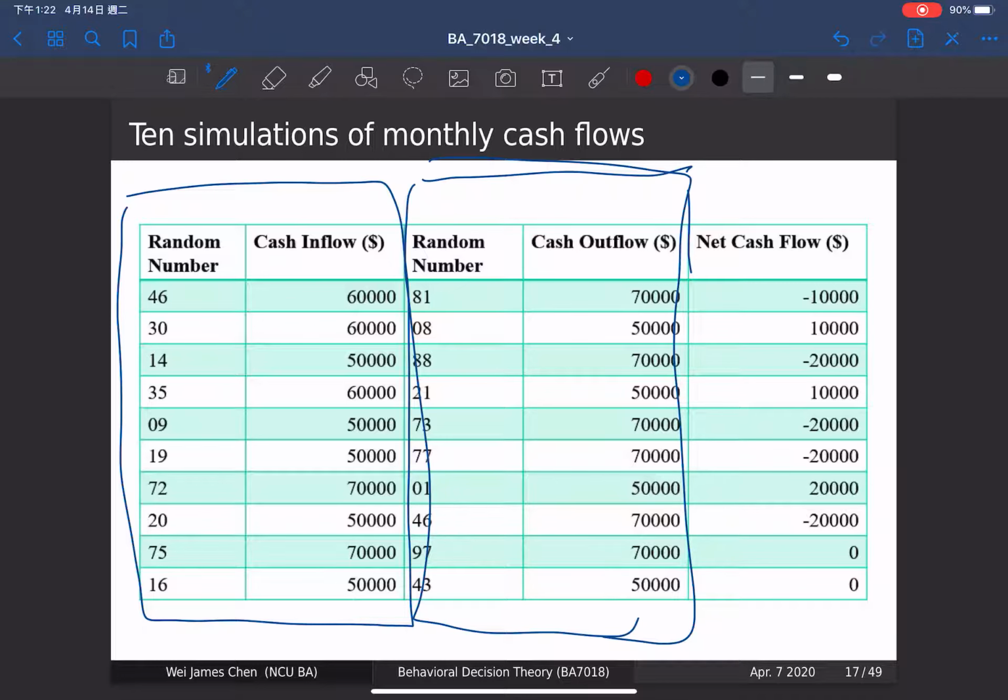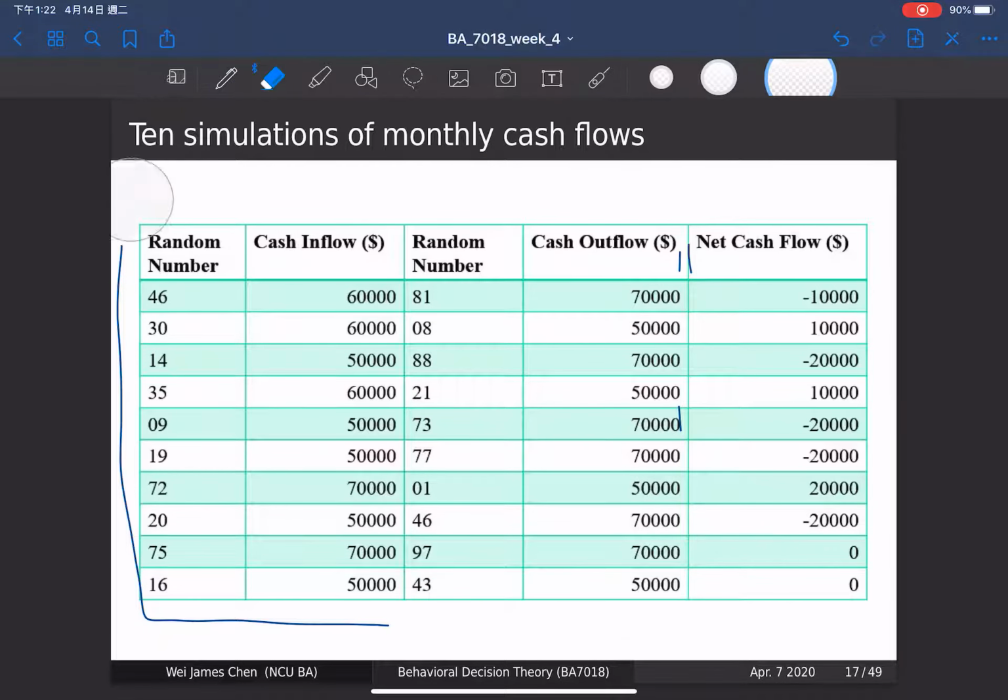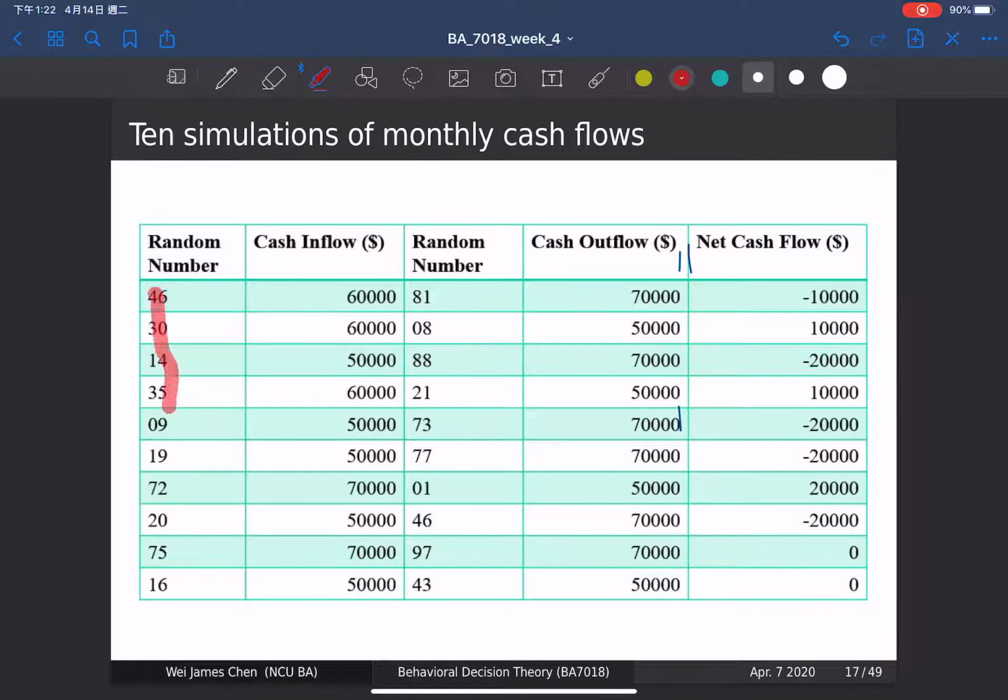Okay, and sorry, this is probably better this way. So this is the number that you throw for inflow, and this is the number you throw for outflow, and it must be a pair. Okay, so this is one pair of results.